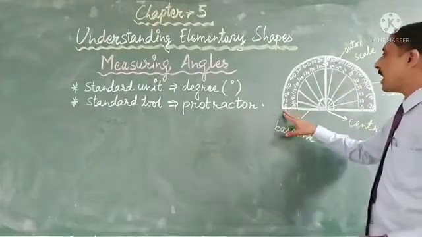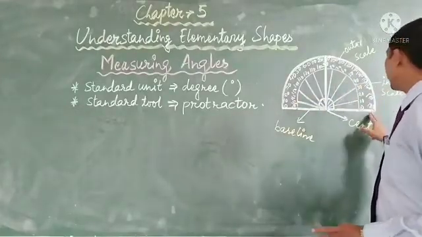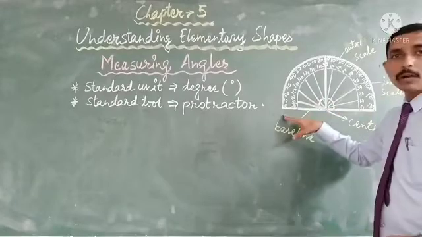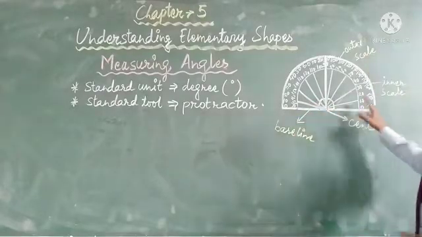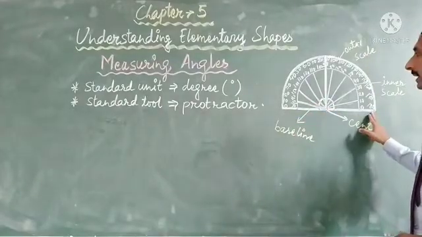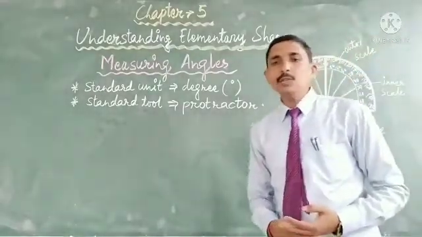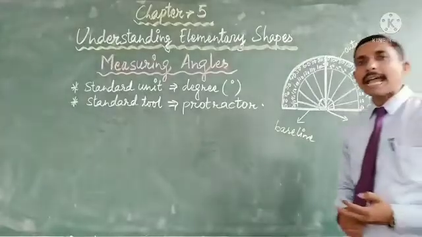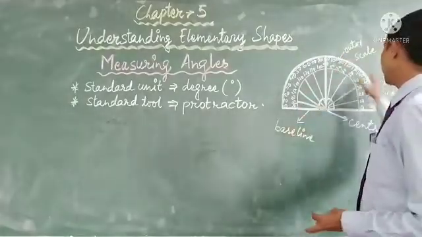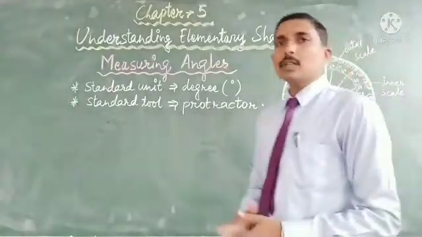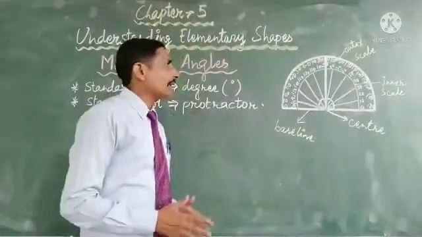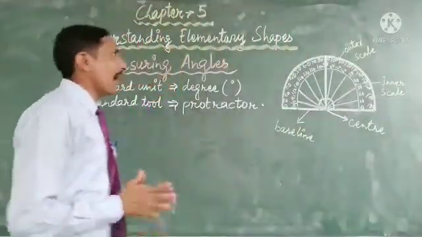And the outer scale is also marked from 0 to 180 degree, which goes from left to right, that is clockwise direction. So it is used to measure angles in clockwise direction. So in this way, the two scales are used to measure angles.